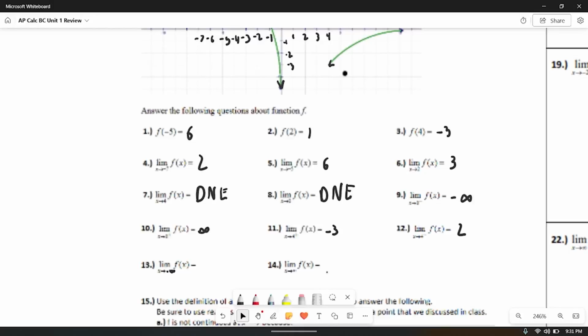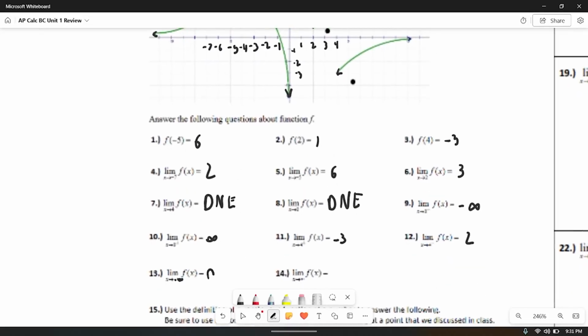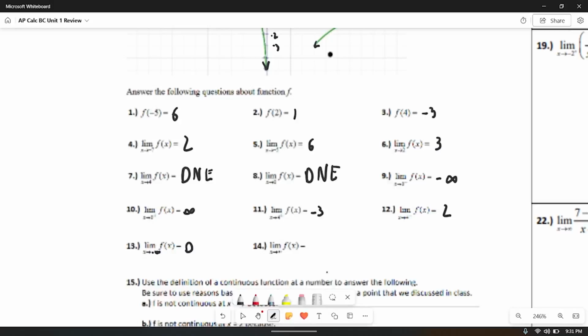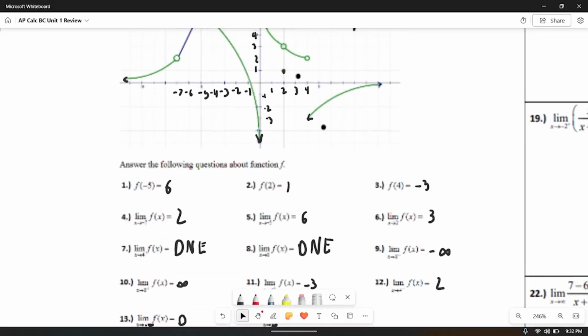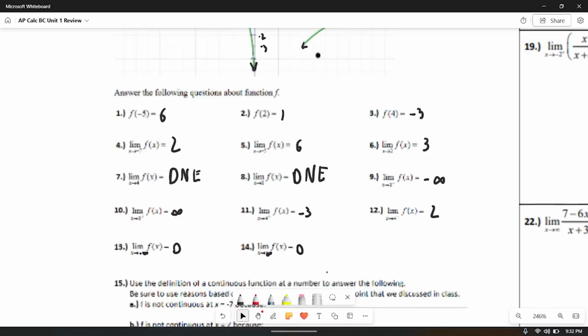Then we have the limit as x approaches, you can't really see that well, this is the limit as x approaches negative infinity. So that's going to be approaching 0, as you can see. As it keeps going to negative infinity, the function approaches 0. And then same for this one, this is infinity. So as we keep going to infinity, it also approaches 0. So we can put a 0 for that one.